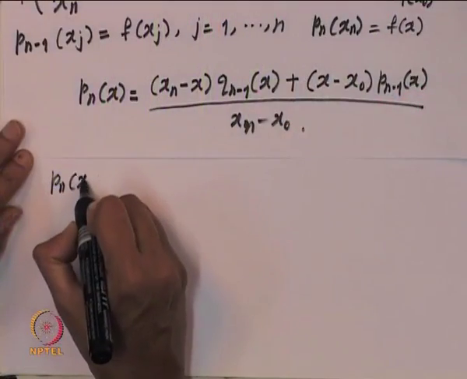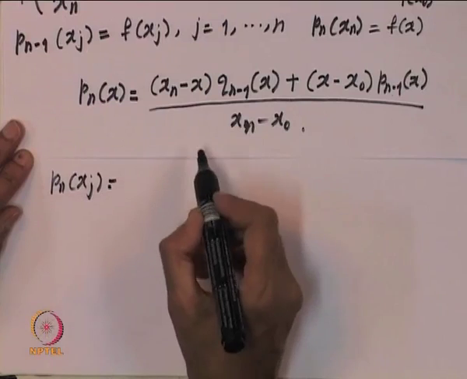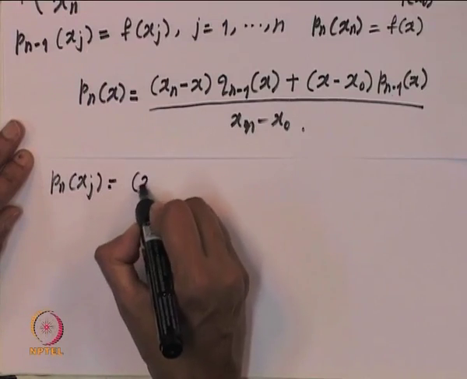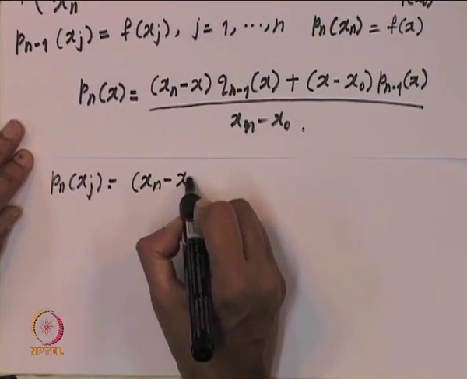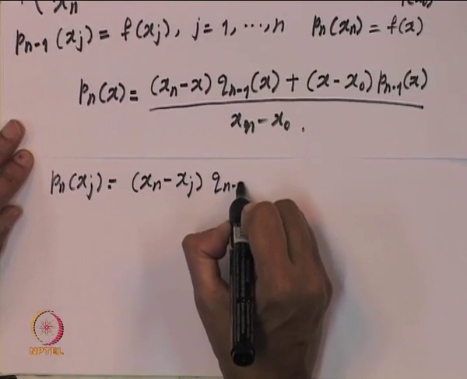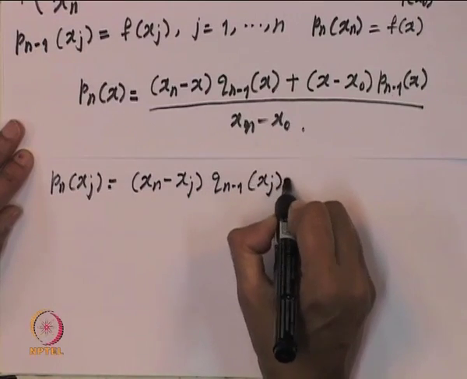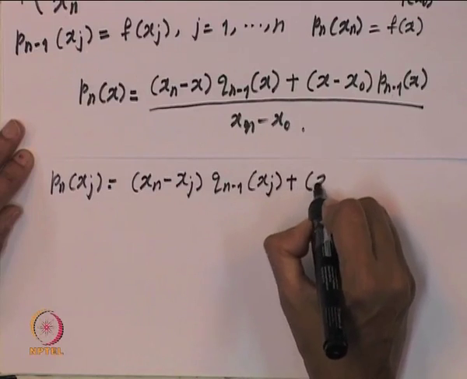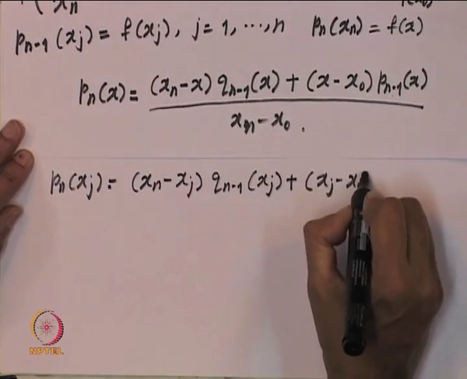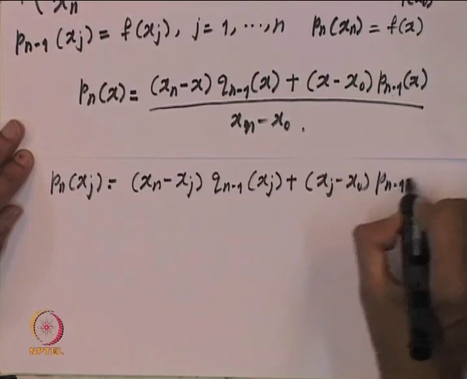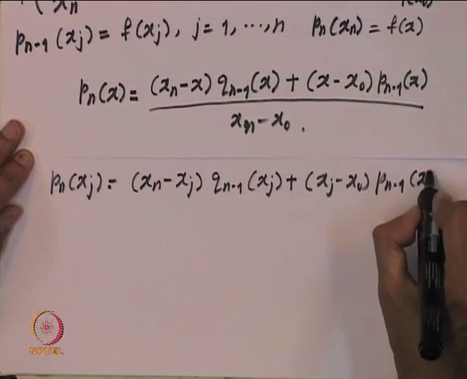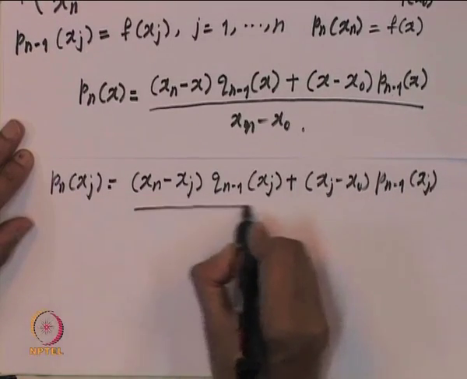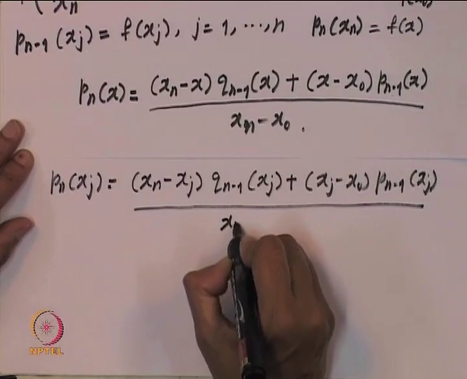So, we have p n at x j will be x n minus x j times q n minus 1 at x j, plus x j minus x 0 times p n minus 1 at x j, divided by x n minus x 0.